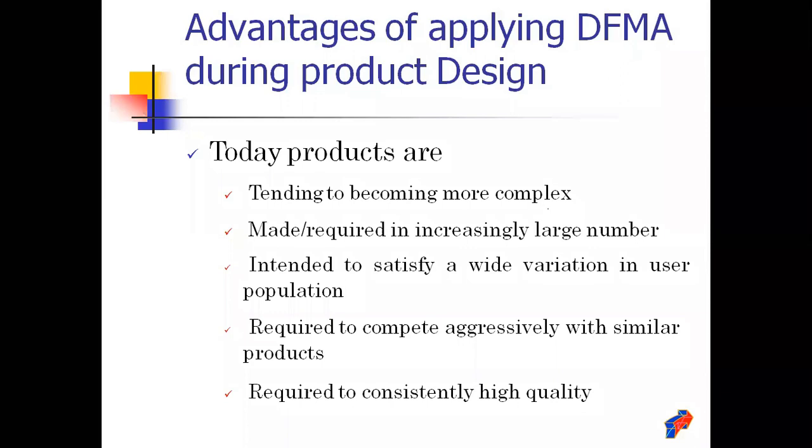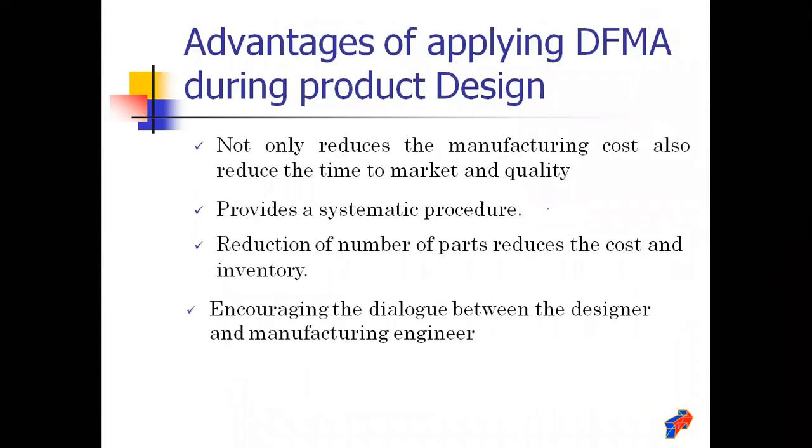Okay. So next, last one, required to consistently produce high quality. You have to produce a product that has a higher quality. So if you produce a higher quality product, the customers tend to become regular. I mean, customers tend to select your product more than the others. Okay. So next one.